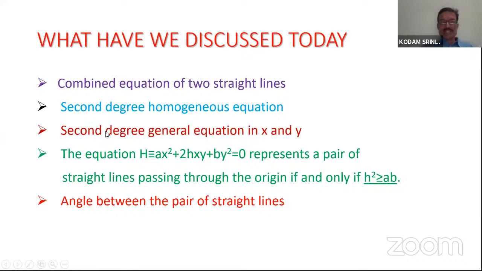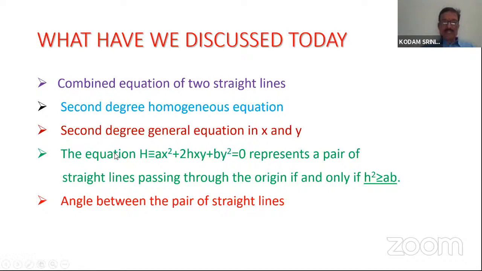Next, the second degree general equation in x and y terms. So this can be denoted as S equal to 0, and this third one, the second degree general equation in x and y, is S equal to ax square plus 2hxy plus by square plus 2gx plus 2fy plus c equal to 0. So what is the difference between these two equations? In this equation we have the 2gx term and the 2fy term.